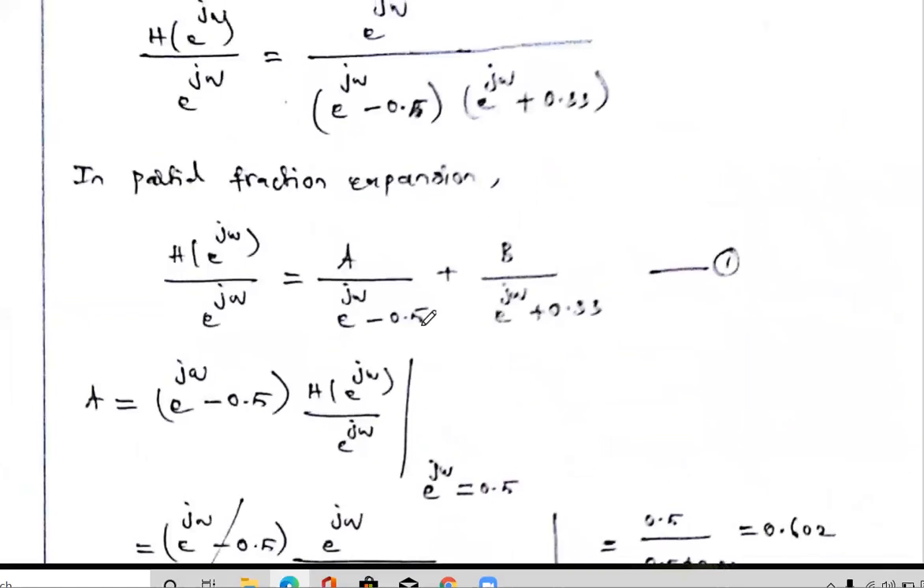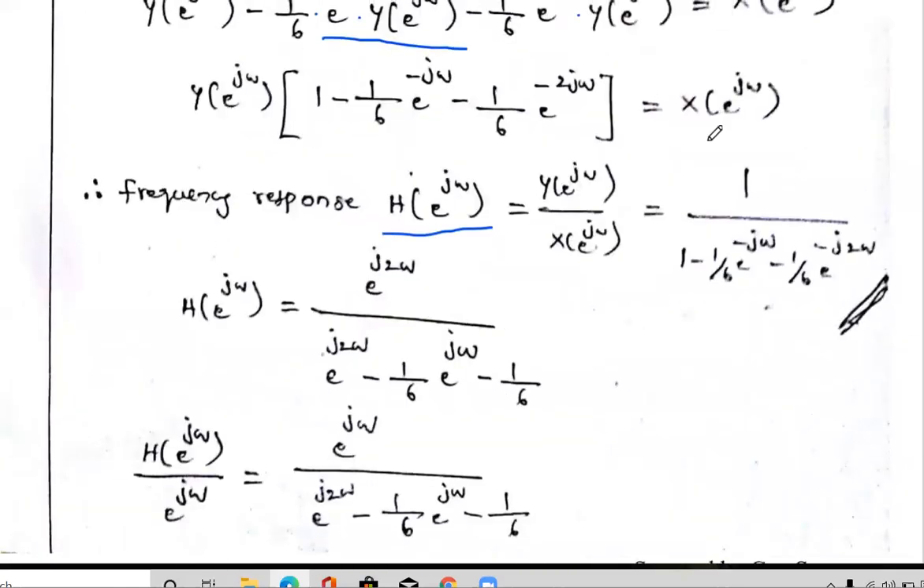So that's what we have to do. For this H of e power j omega, we have to take the inverse DTFT, and we will get the answer, which is small h of n. Here the inverse DTFT we have to calculate using the partial fraction expansion method. Already we explained the partial fraction expansion method. So what is the procedure?